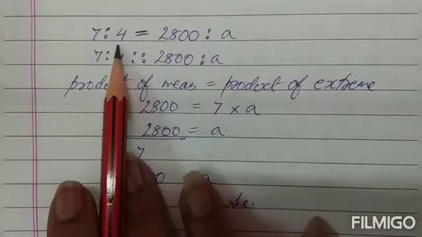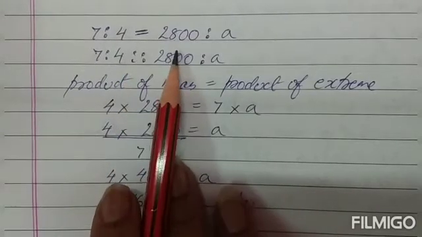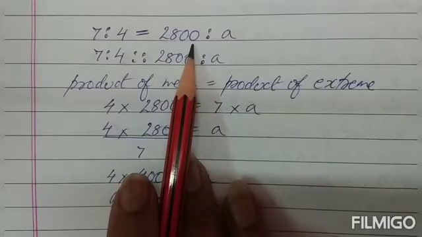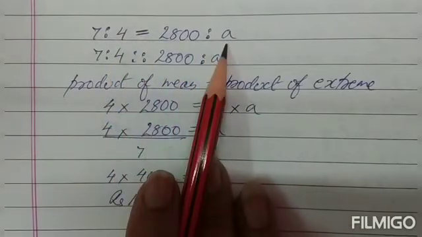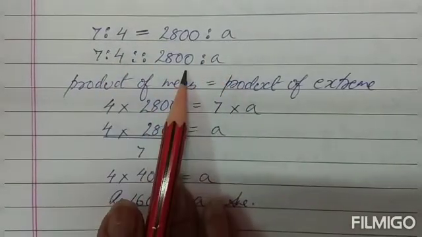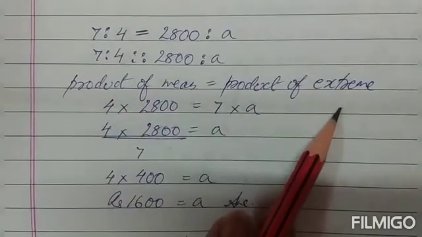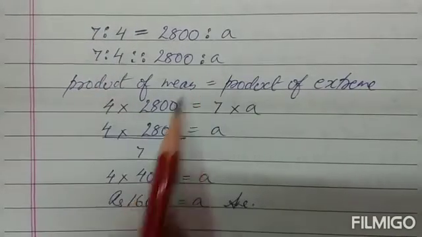Now we can write it like 7:4 is the first ratio which is given, and the cost of the first article is given as 2800. So that is put in the first space, ratio A. Both these ratios should be equal, children. We can write them in proportion then. After that, you can use the formula product of the means is equal to product of extremes. So 4 into 2800 should be equal to 7 into A.